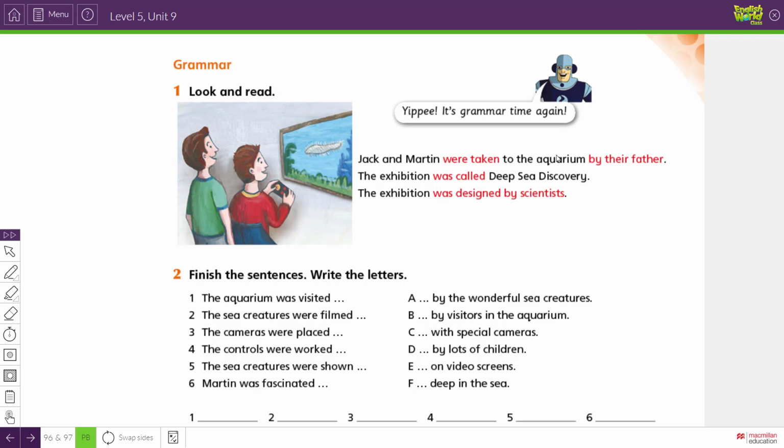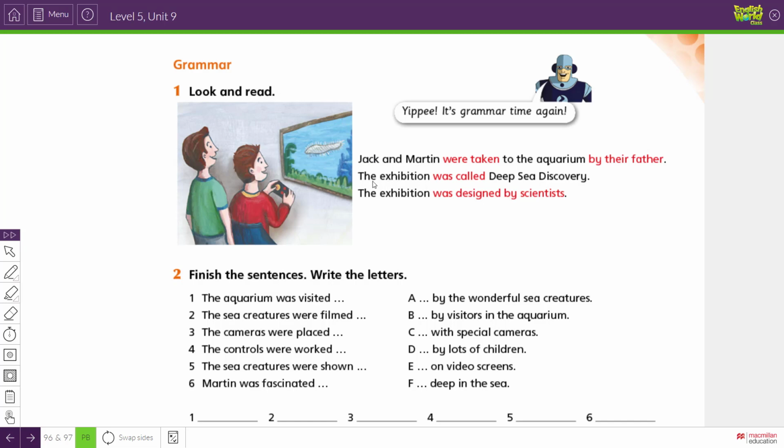Yes, with their father. So, Jack and Martin were taken to the aquarium by their father. Here we have Jack and Martin as the object, and we get the verb to be, were, and the past participle of take: take, took, taken to the aquarium by their father. When I say Jack and Martin, not William and Jackson, the focus here is on Jack and Martin.